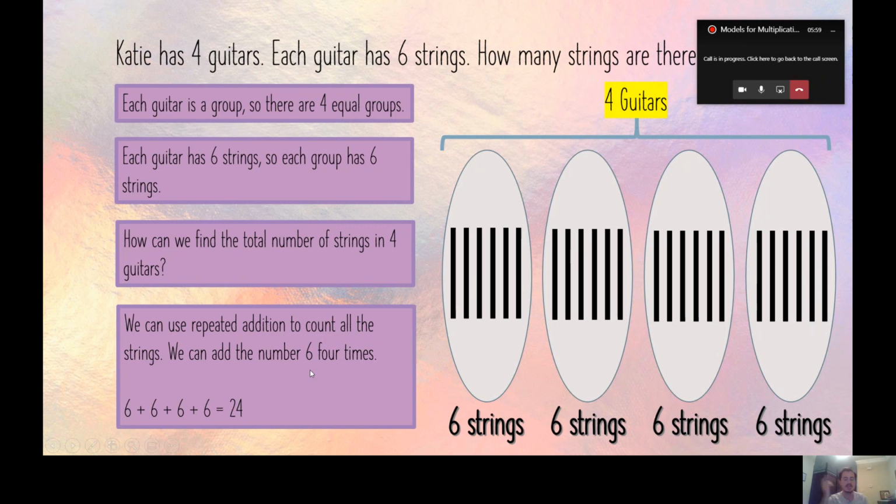So whether you add the number 6 4 times, you could do that in your head, you could do it on paper, you could draw, you could use manipulatives, whatever you want to use. You can add the number 6 4 times to get your answer of how many strings there are. And there are 24 strings.